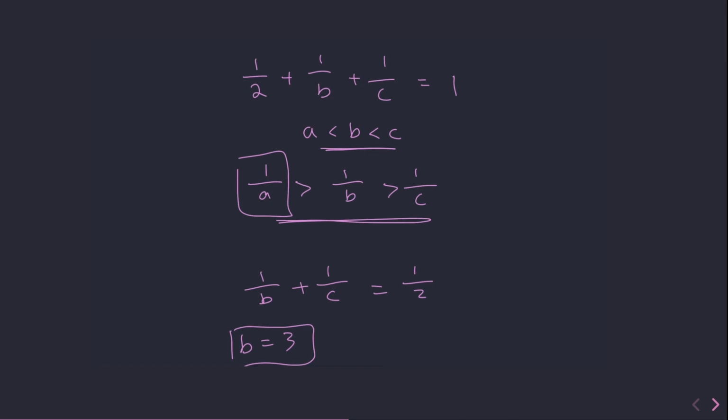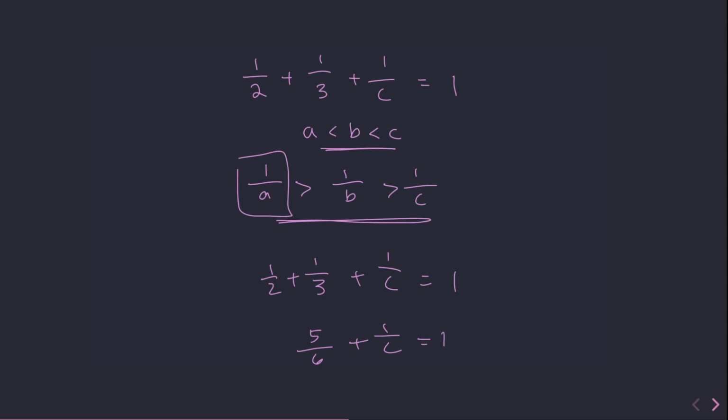So now that we have 3, we can just write that at the top, 1/2 plus 1/3, and now the problem is pretty much solved there. We can just solve for c by doing some basic algebra. 1/2 plus 1/3 plus 1 over c is equal to 1. That is 5/6 plus 1 over c is equal to 1. Subtract 5/6 on both sides, 1 over c is equal to 1/6. So therefore, c is equal to 6. Now if we write it as an ordered triple, a, b, c, we would have 2, 3, 6. And that is our solution.